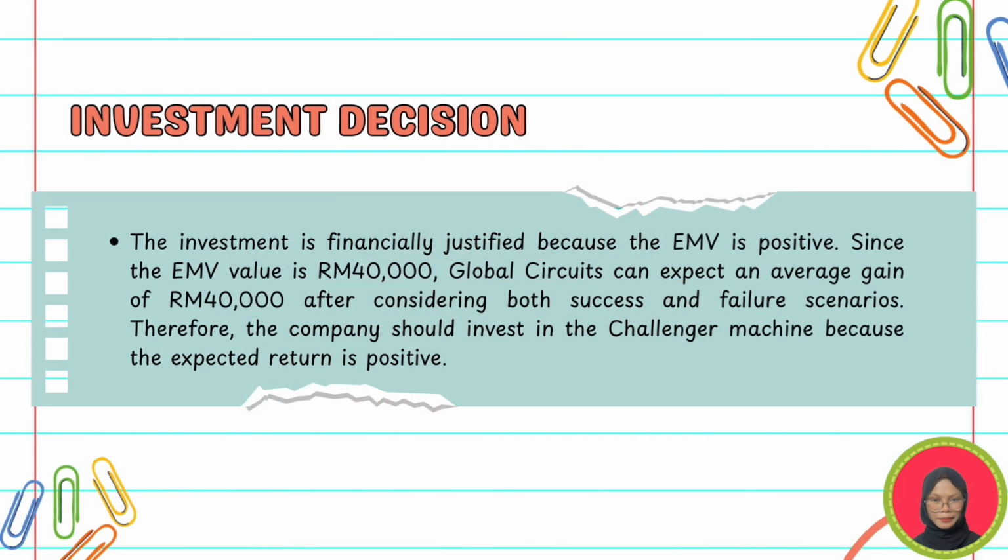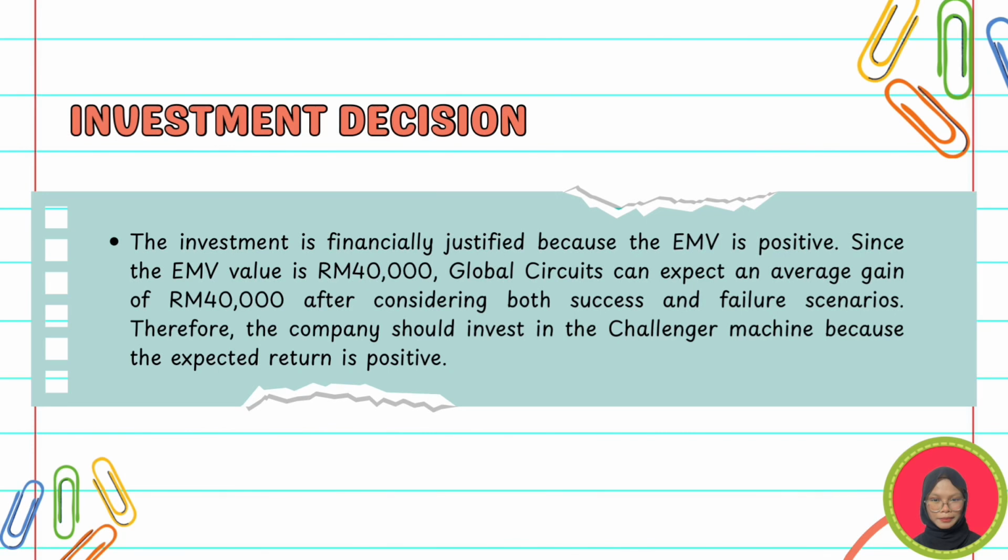Based on our EMV calculation, the investment is financially justified because the EMV value is positive at 40,000 ringgit Malaysia. This means that Global Circuits can expect an average gain of 40,000 ringgit Malaysia after taking into account both the success and failure scenarios. Therefore, we conclude that the company should proceed with investing in the Challenger machine as the expected return is positive.